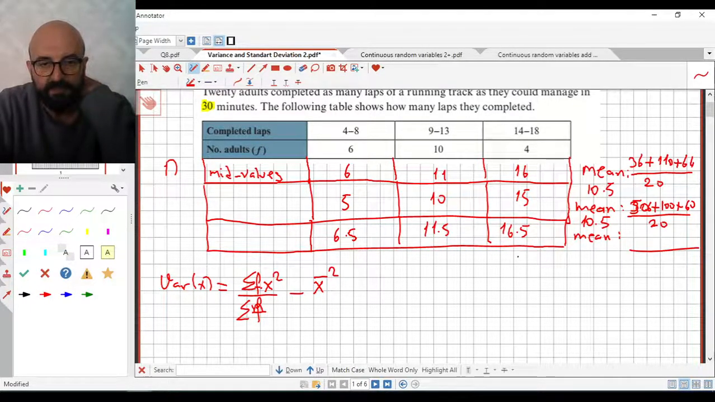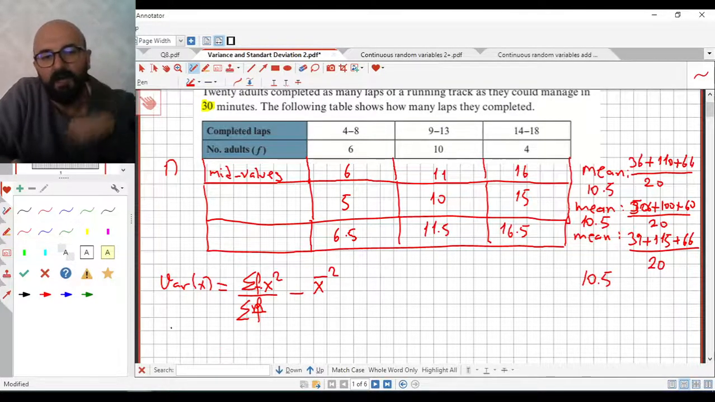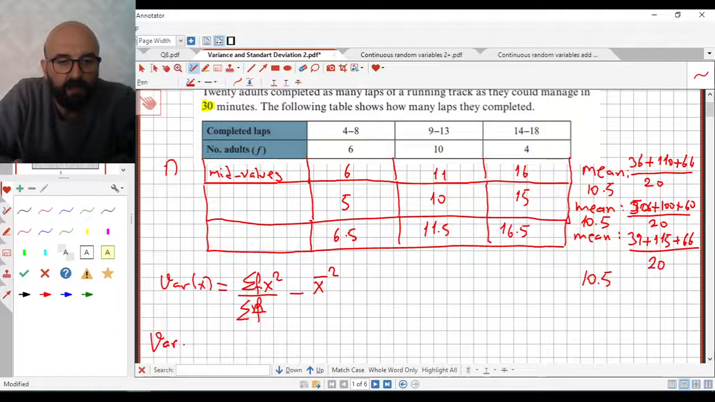And the other mean: 6.5 multiply 6 means 39, plus 115, and plus 66, over 20, and our mean is 10.5. Also our mean is the same for all rows. And the other section, our variance for the mid values.